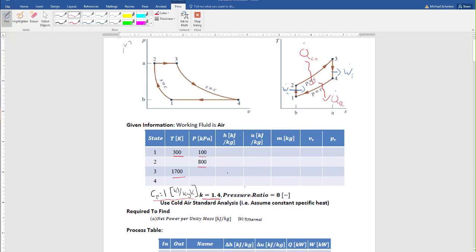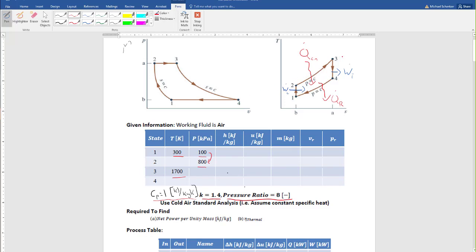We're also told that the compressor pressure ratio is 8, but it didn't have to explicitly say that because here, our compressor takes us from 1 to 2. So to go from 1 to 2, that means that we go up 8 times. So that compressor pressure ratio is 8. It's always bigger than 1.